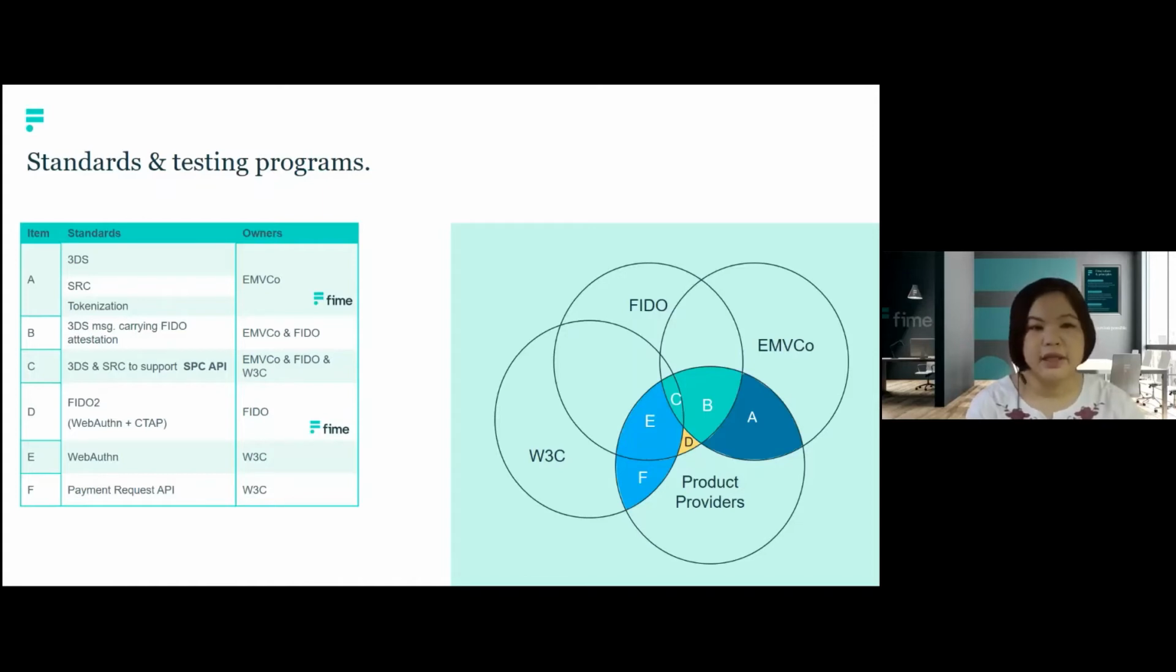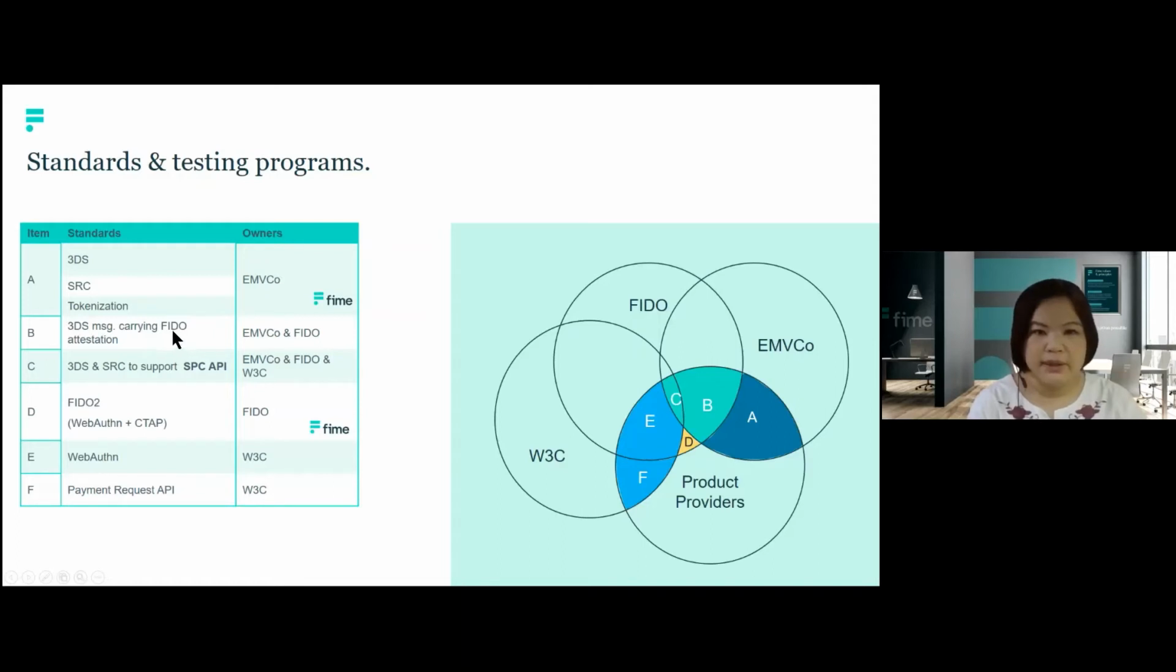EMVCo has the specification released already. They are working on developing a testing program around it. Third one is tokenization. This is a process to replace consumers' PAN, primary account number, with a unique payment token. This payment token has a restricted domain and can be used in restricted cases to protect the consumer's original card information. And for this one, there is no certification program along with it.